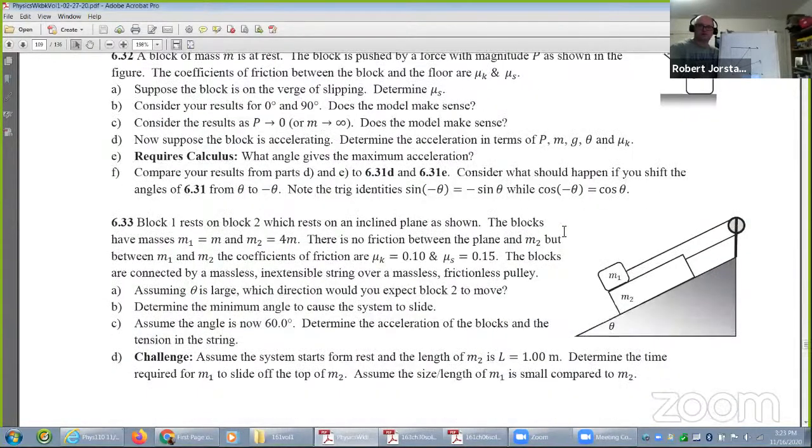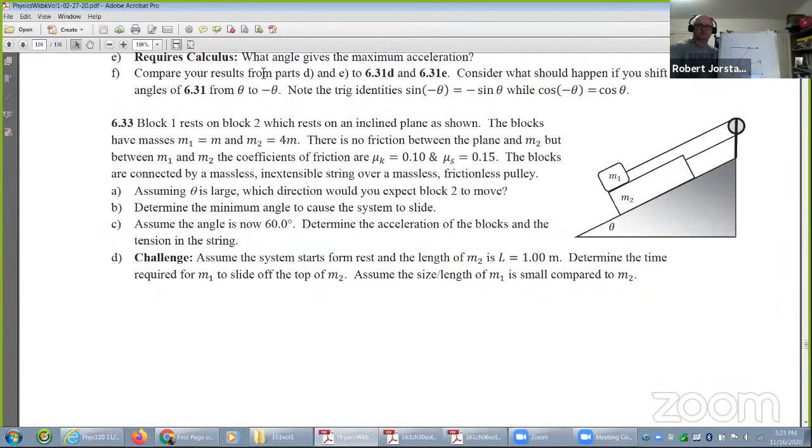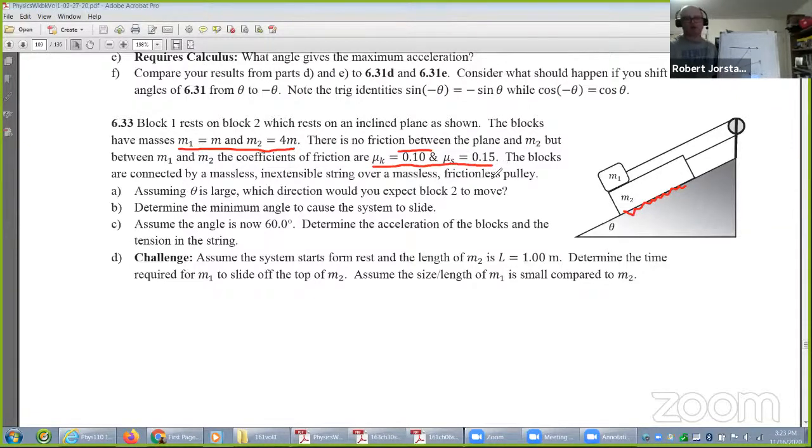Here's one. Let's look at this one. 6.33. In this case, okay, so M2 is much bigger than M1. There's no friction here, no friction there. Now look at these coefficients of friction. Do those look big or small to you?